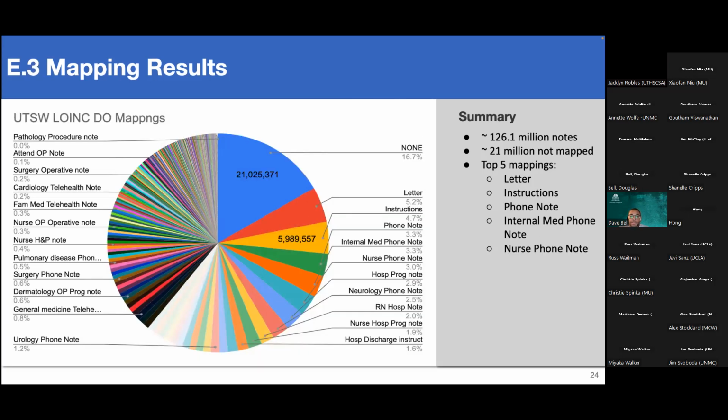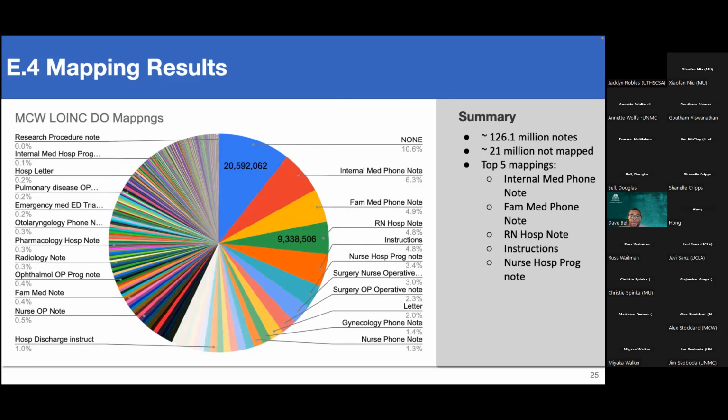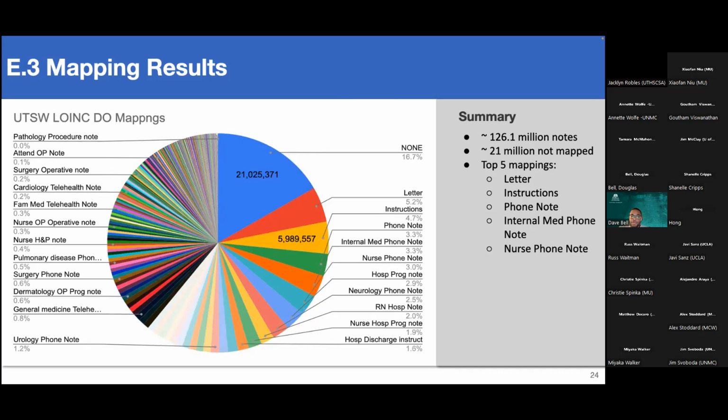And we've repeated this for UT Southwestern, who have 926 million notes with 21 million not mapped. And then once again, we have that for MCW, who have a comparable number of notes, and 21 million not mapped. So almost the same thing at both sites.